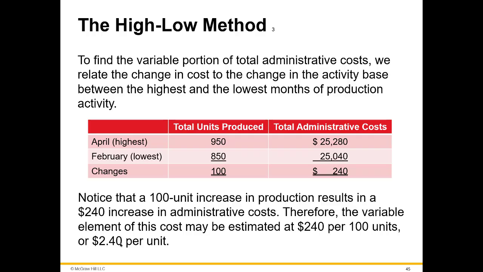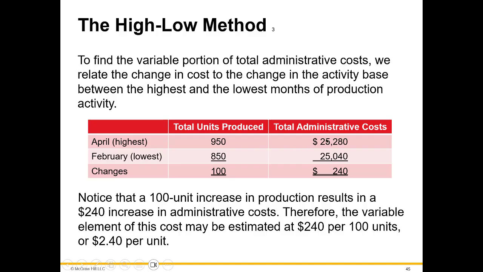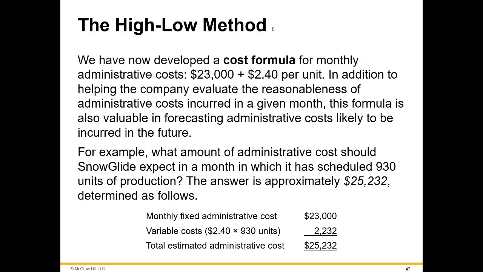And once we know the variable costs, then we can go and work to compute the total fixed cost. So if our total cost is $25,280, let's go and find that. That's for April, $25,280. And it's $2.40 per unit for the 950 units produced that month. And that suggests the fixed cost would be $23,000 per month. So that helps us determine the level of fixed as well as the variable component.